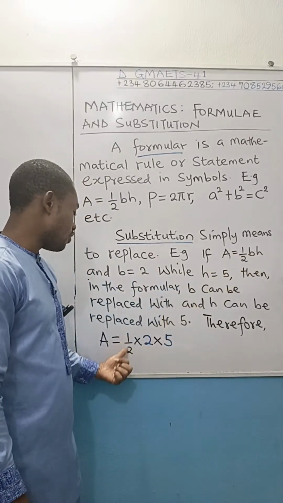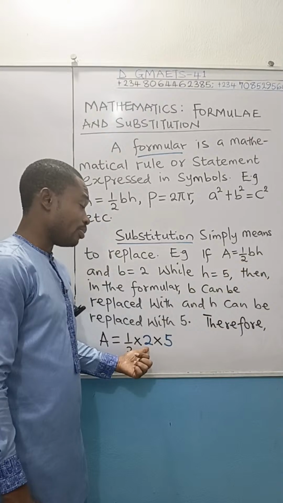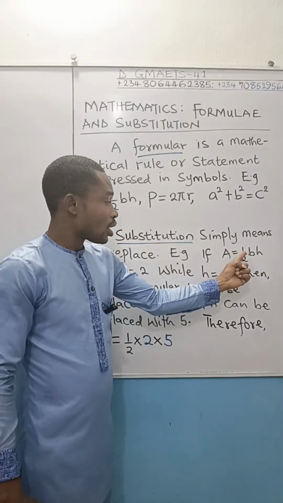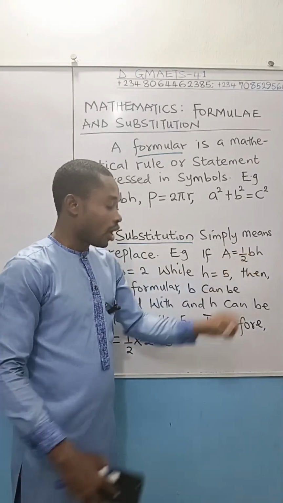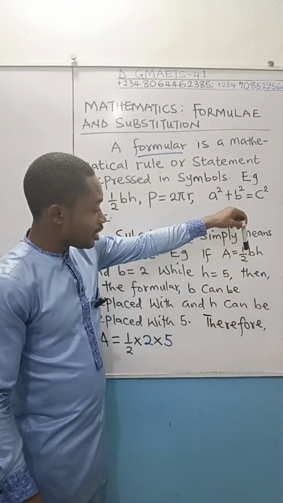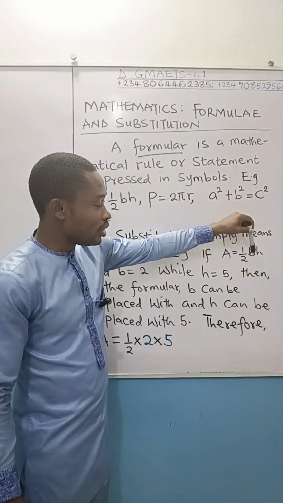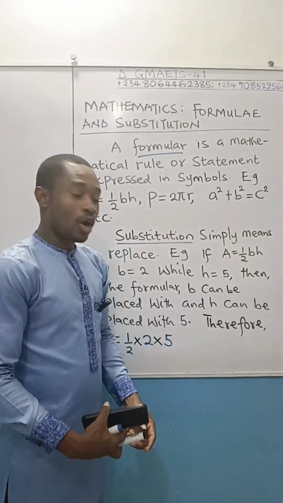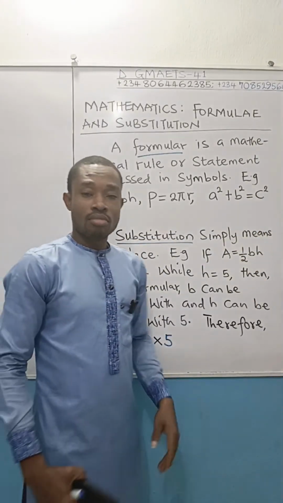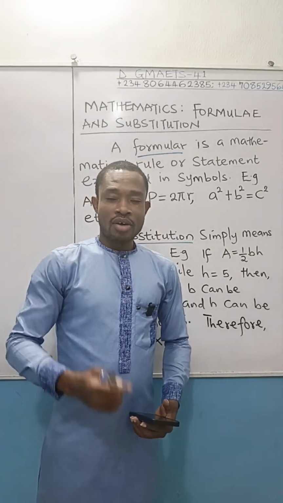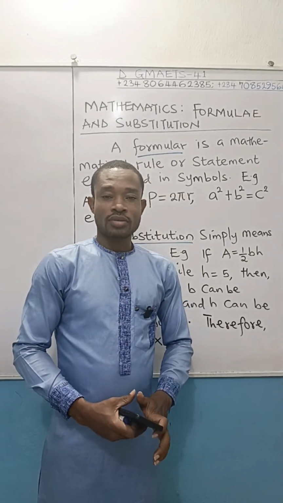And I replaced H with the value 5. Now you can see 1 over 2 times B. B is 2. 1 over 2B. There is no plus. There is no minus. There is no divide between this half, B and H. Therefore, what we have there is times, multiplication. I already told you that under simple equation.